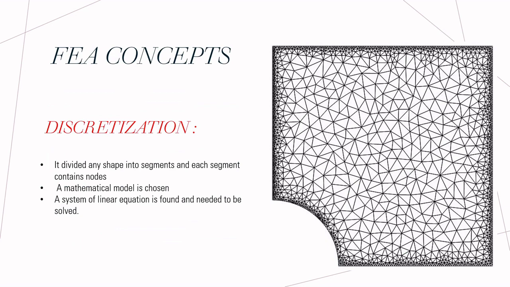So, now we should deal with some concepts of any simulation or any technique using the finite element method or CFD. The first concept is called discretization. Discretization is dividing the complex shape into small segments, and each segment contains nodes. You should choose a suitable mathematical model for your problem. After choosing it, a system of linear equations is found, and you need to solve it, and we will see this in the next slide.